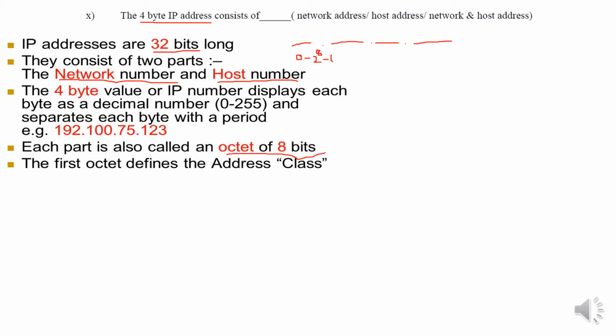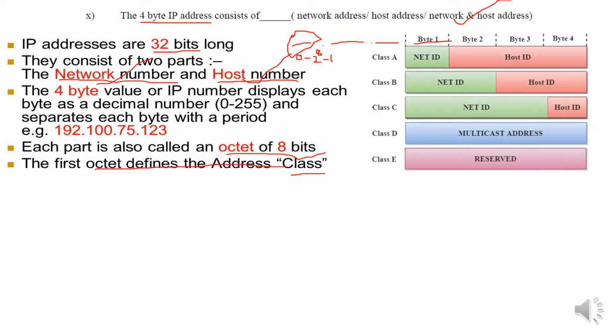The first octet defines the address class. So using this first octet, we may know which class the network address belongs to. So for this question we also need to know the answer. The 4-byte address consists of network address, host address, or network and host address. You see, this is the answer because it has the network number as well as the host number. Now we see some more details.